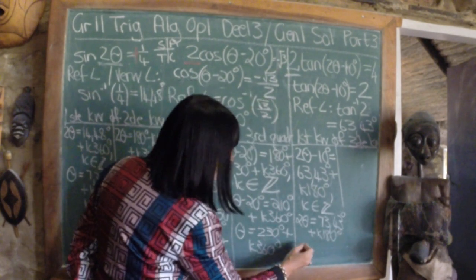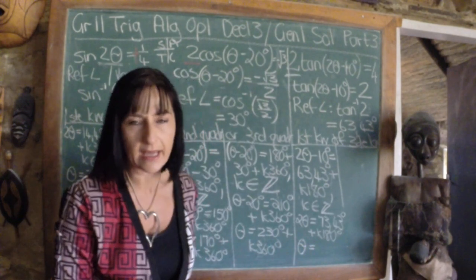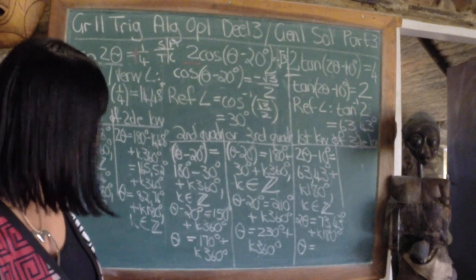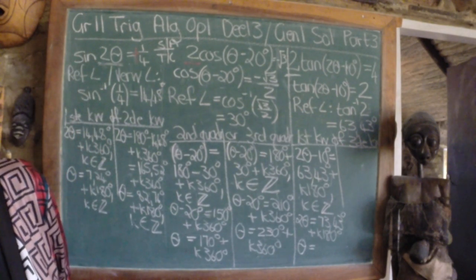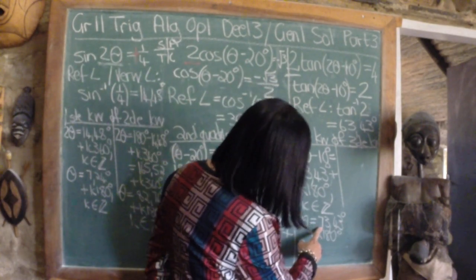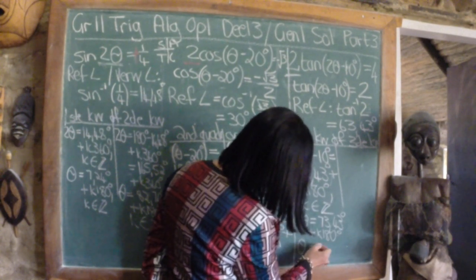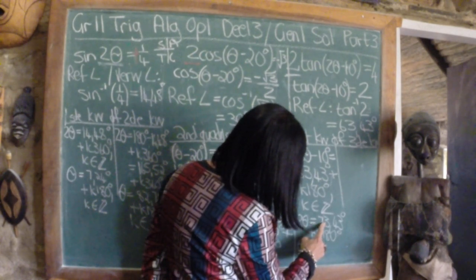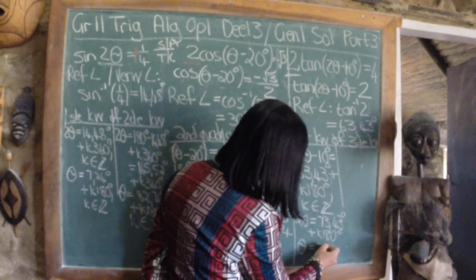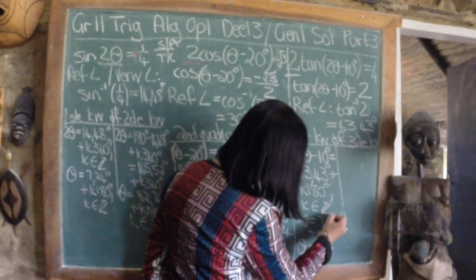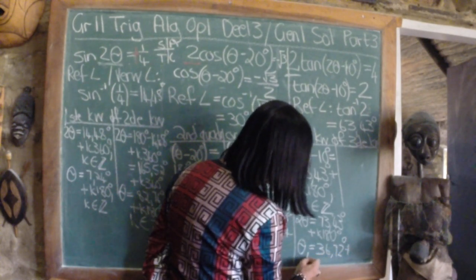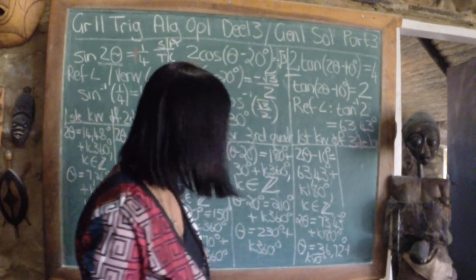And then I need theta, so I'm going to divide by 2 everywhere, each and every term. I'm going to divide by 2, and that's going to give me, let's quickly see, divide 73 by 2. Round it upwards, so it's going to be 36,72 degrees plus k times 90 because you are dividing it by 2.